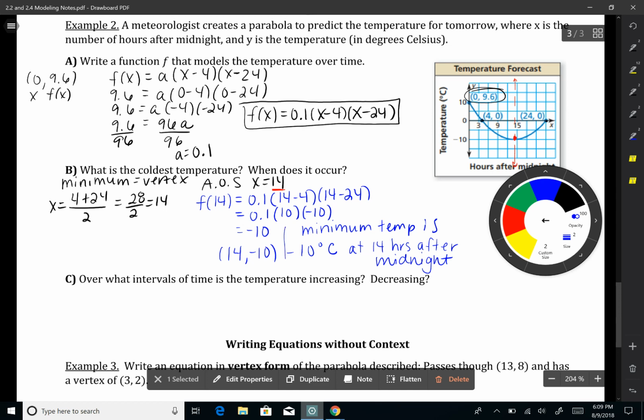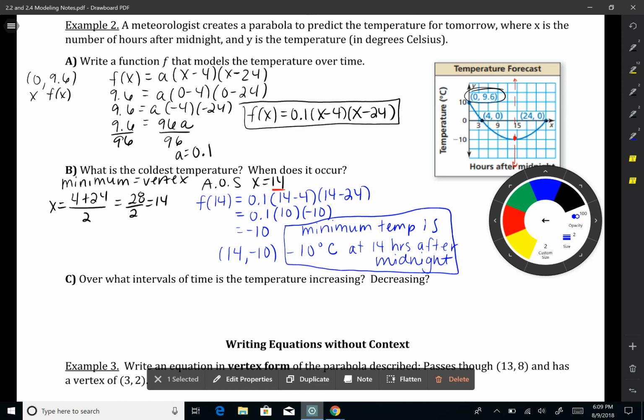So we had to find the vertex to find that minimum temperature by finding the axis of symmetry, which is halfway between the x-intercepts, and plugging that value into the function to find the y-coordinate. The last question says, over what intervals of time is the temperature increasing and decreasing? So if we read our graph from left to right, we can see from time 0 to our vertex at time 14, our graph is decreasing, right? Our temperatures are going down. But after that, our graph is increasing.